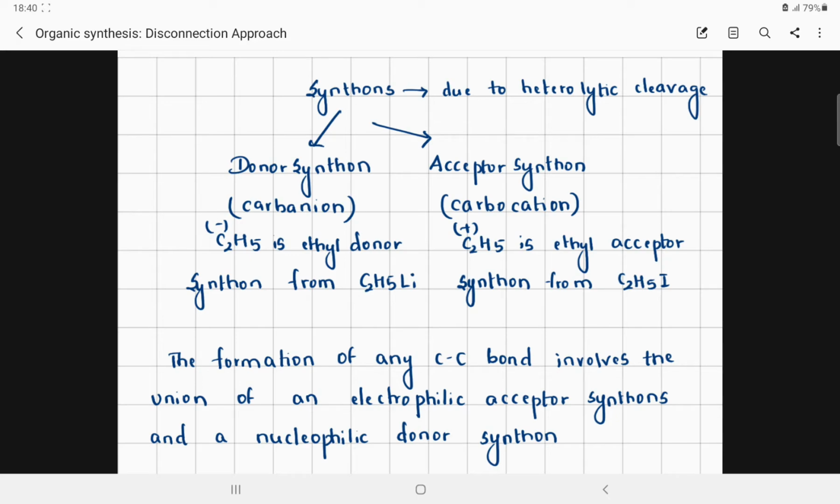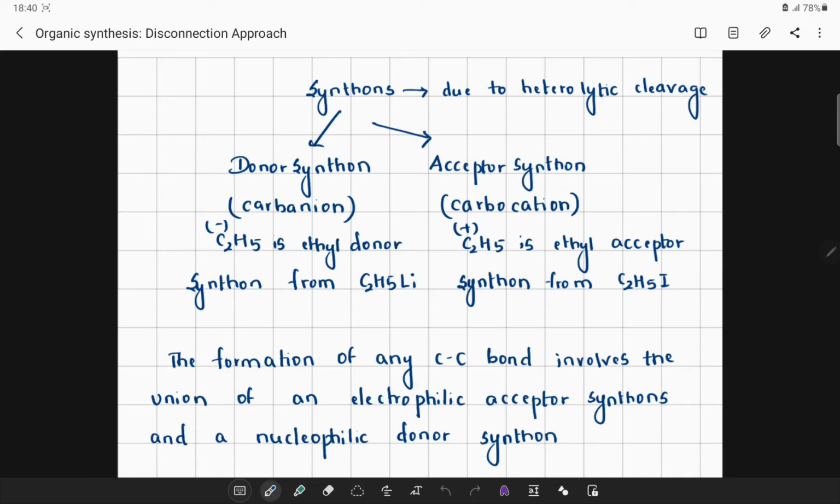Synthons, as we have seen, are formed due to heterolytic cleavage. Now, when we see heterolytic cleavage, that means one will be positively charged and the other one will be negatively charged. As well, we have said that synthons are the species which will have some kind of charges associated with them. Synthons can be of two types. One is a donor synthon, the other one is called an acceptor synthon.